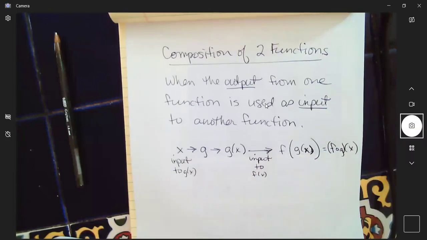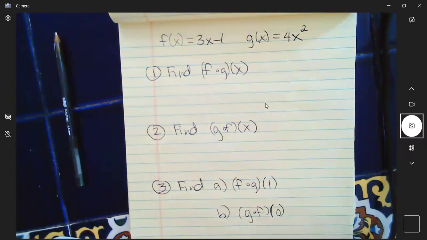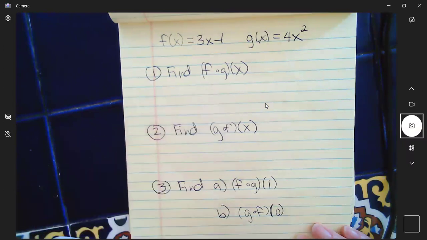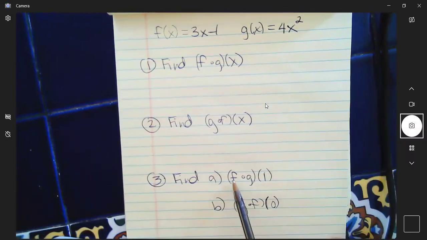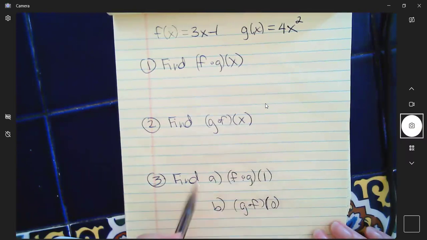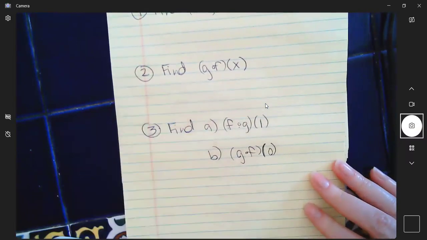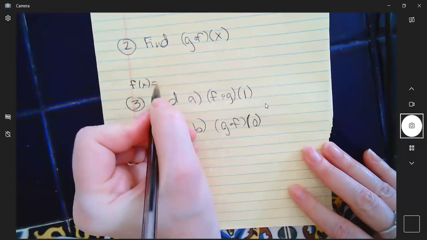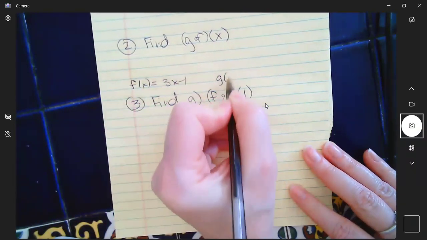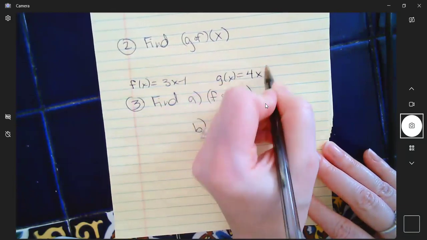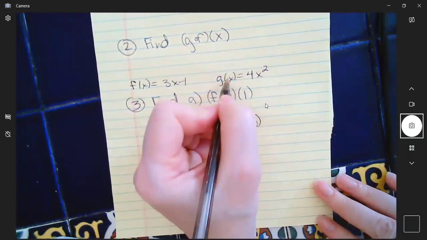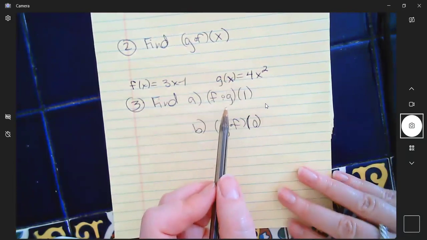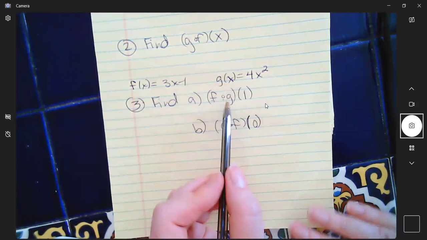Okay, so it's probably easier to understand with numbers than it is with letters. So I know I have the general case up here with the letters, but I wanted to start down here with f composed with g of 1, and I'm going to copy the functions down here so I don't have to look at the whole thing at the same time. So f of x is 3x minus 1, and I have g of x being 4 times x squared. All right, so you can ask for these compositions in either order and it will give you a different answer. So you have to pay attention to which order they're listed in.